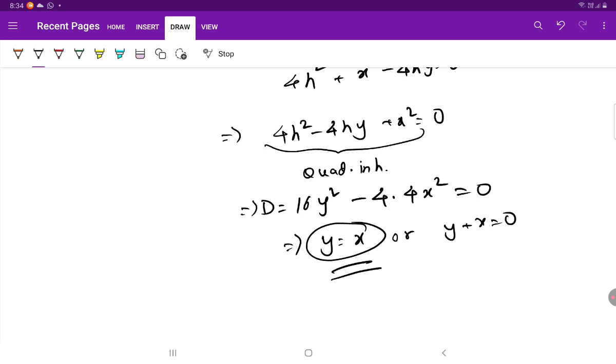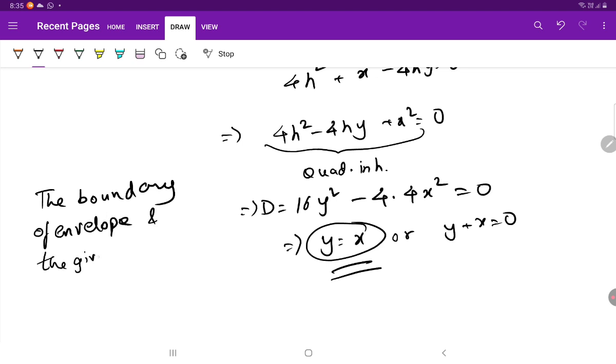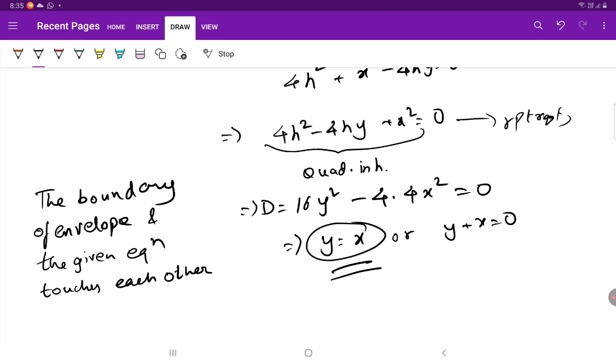Another way to solve this question, I would like to discuss with you: for the envelope to exist, the boundary of the envelope and the given equation touch each other. Basically, the boundary of the envelope and the given equation touch each other, which means that this equation will have repeated roots. This is another method, and you can also apply it in the trajectory problem in which we found the envelope trajectory.